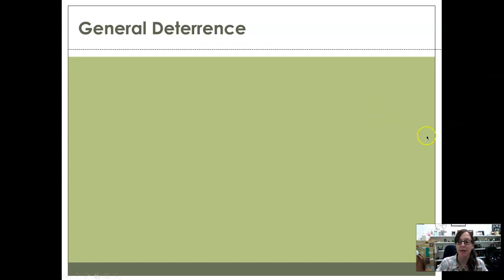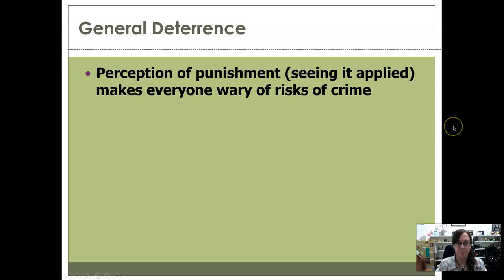So first, we can think about it from a general deterrence perspective. General deterrence is essentially deterring the general public, so deterring people in general from wanting to commit crimes. The perception of punishment, or seeing it applied in different situations, makes everybody not want to risk all of these things happening to them should they decide to commit a crime. So offenders being punished makes it so others are afraid to commit crimes for fear of receiving that same punishment.